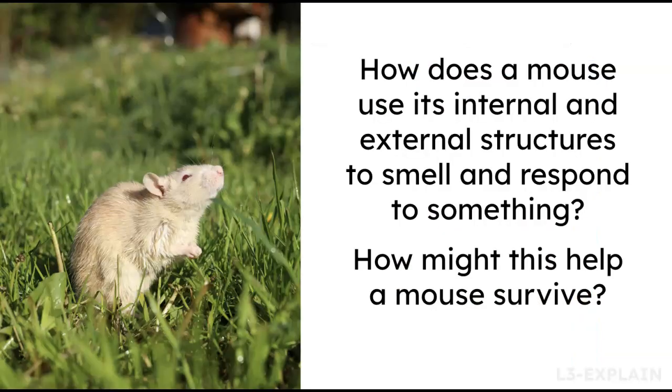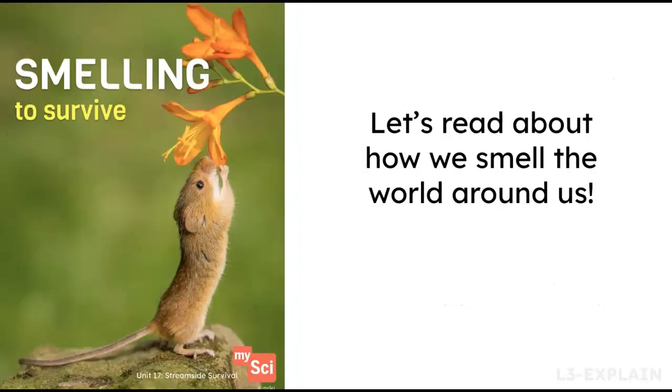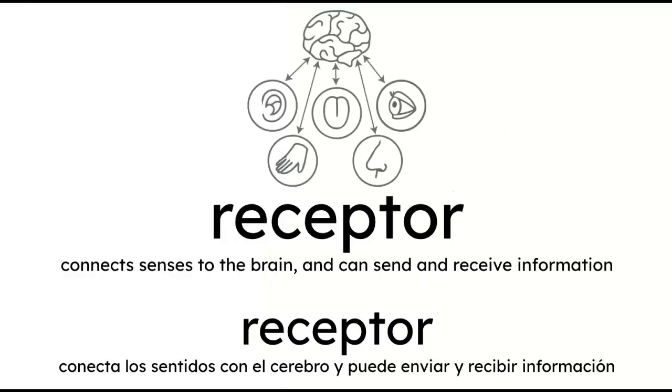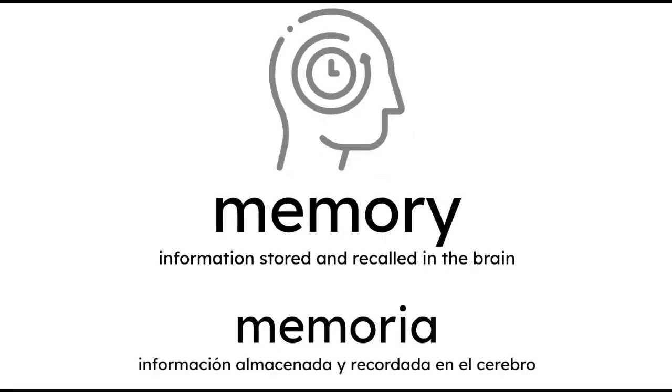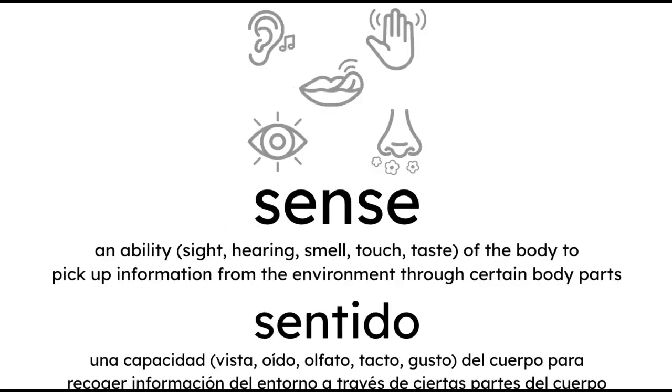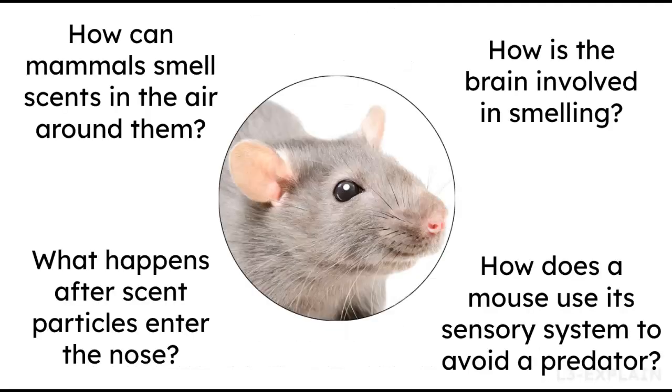You'll also ask students how a mouse uses its internal and external structures to smell and respond to something and how this helps with its survival. You'll also have students read Smelling to Survive. You can post and discuss the receptor, memory, sensory system, and sense vocabulary cards, and continue the summary chart discussion.